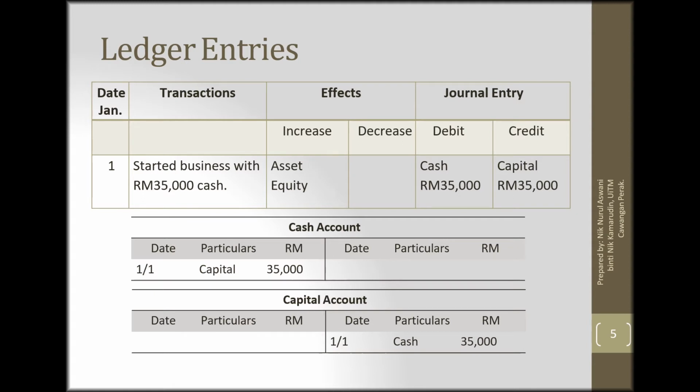Meaning that there will be two different accounts. The first one is cash, the other one is capital. Okay, so that 35,000 cash will be recorded on the debit side of cash account. But for the particulars, we show this cash comes from which account? From capital. Okay, and then in capital account, we are going to record on the credit side 35,000 ringgit. All right, the particulars is cash because you need to state the types of the contribution from the owner. It could be cash, it could be motor vehicle, it could be building, land, and other types of asset. All right, okay, next.